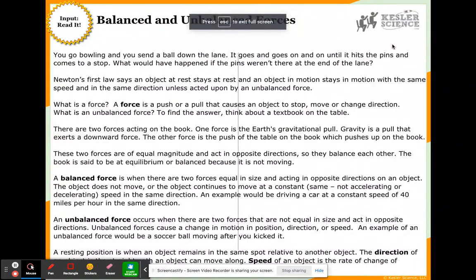Okay, today we're going to continue talking about balanced and unbalanced forces. On our first slide, it says you go bowling and you send a ball down the lane. It goes and goes on and on until it hits the pins and comes to a stop. What would have happened if the pins weren't there at the end of the lane?